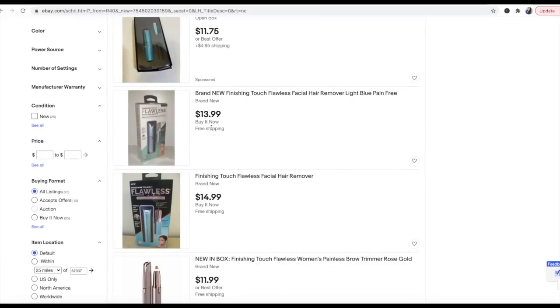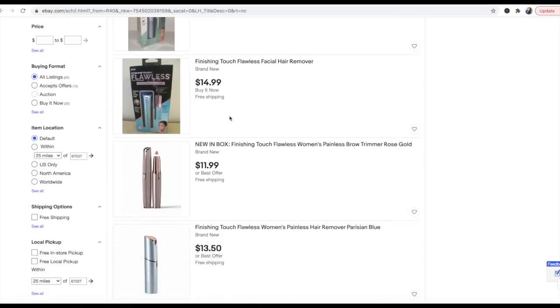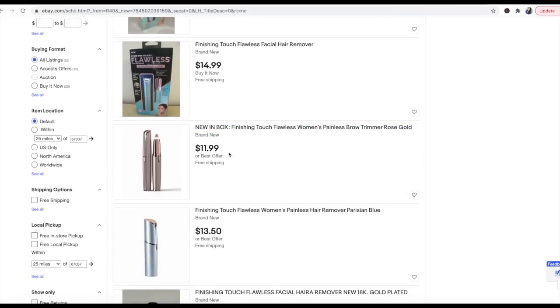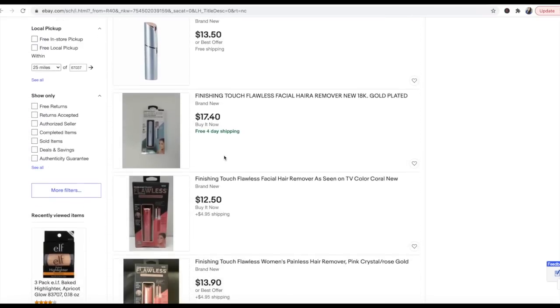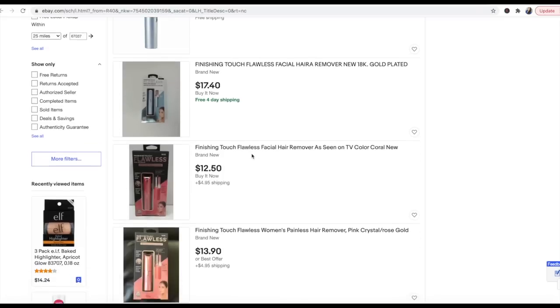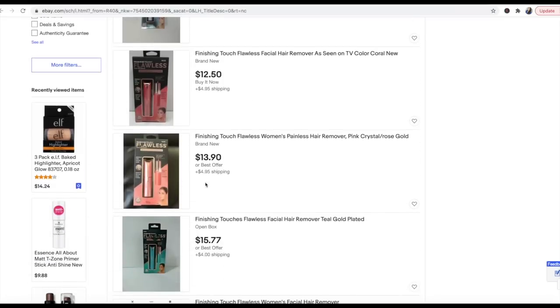So we've got a price point of $13.99. There's an $11.99, $13.50. There's a $17.40. Oh, see, there's another color. Yeah, it must just be that the UPC is tied to multiple colors.